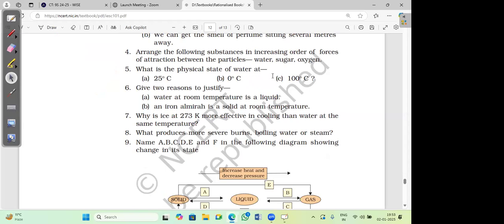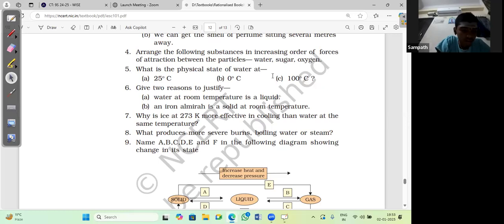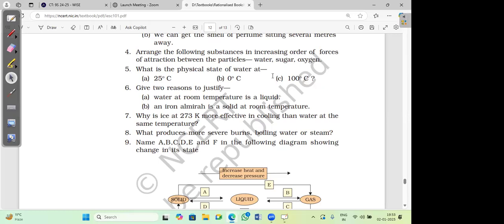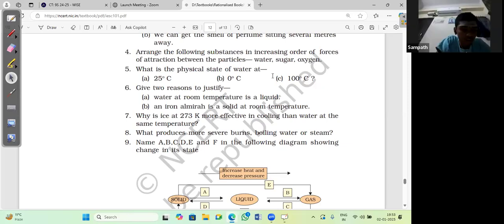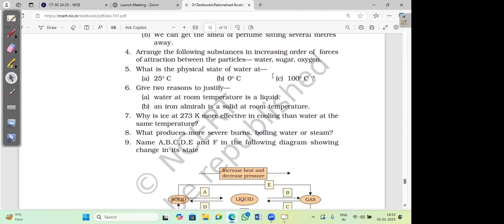Because water has a tendency to flow. At room temperature, it takes the shape of the vessel in which it is kept, and its volume does not change. Sir, it has least forces of attraction. I mean, not least, moderate. Okay, we call water liquid at room temperature, as at 25 degrees Celsius, water can easily flow.